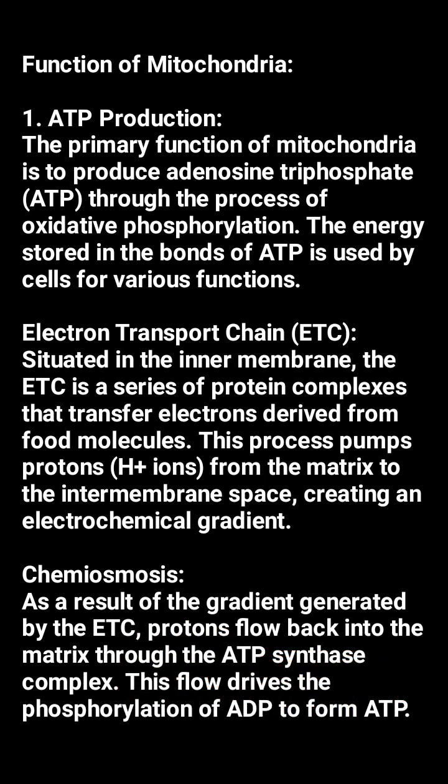The ETC is a series of protein complexes that transfer electrons derived from food molecules. This process pumps protons, H+ ions, from the matrix to the intermembrane space, creating an electrochemical gradient. Chemiosmosis: as a result of the gradient generated by the ETC, protons flow back into the matrix through the ATP synthase complex. This flow drives the phosphorylation of ADP to form ATP.